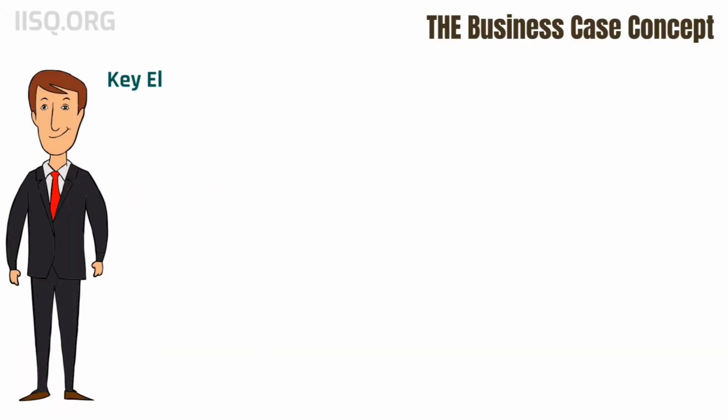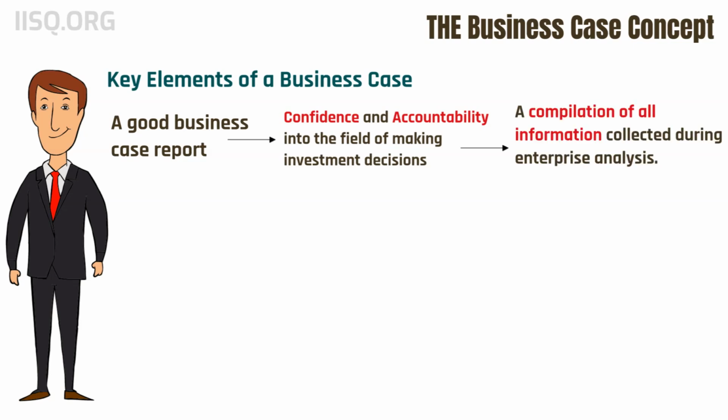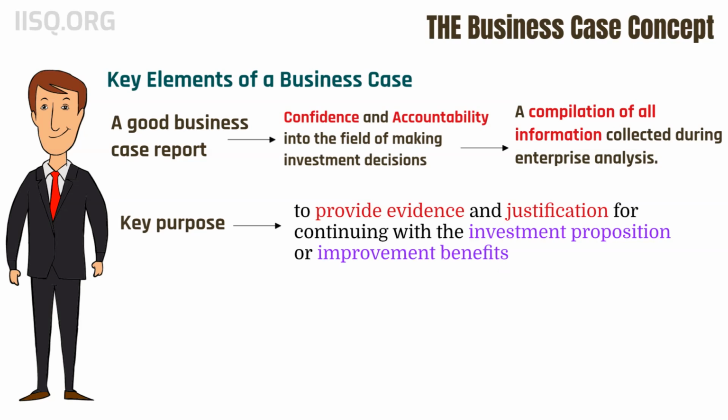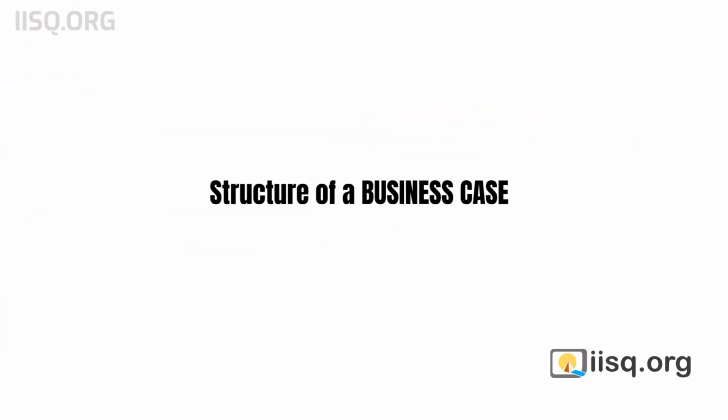Key elements of a business case. A good business case report, which brings confidence and accountability into the field of making investment decisions, is a compilation of all information collected during enterprise analysis and the business case process. The key purpose is to provide evidence and justification for continuing with the investment proposition or improvement benefits, which can be capital expenditure or a time and resource for a typical Lean Six Sigma project.